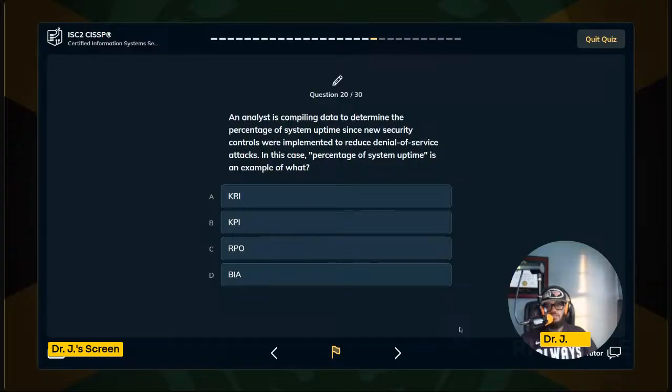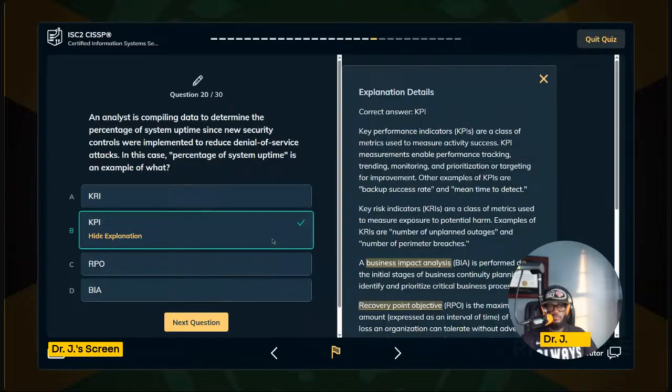But I don't think that's answering Charlie though. I think it's gonna be Bravo. I think that's gonna be key performance indicator, like how well it performs. Yeah, key performance indicators are a class of metrics used to measure activity success. KPI measurements enable performance tracking, trending, monitoring, and prioritization or targeting for improvement. Other examples of KPIs are backup success rate and mean time to detect. Yeah, BIA, that's business impact analysis.